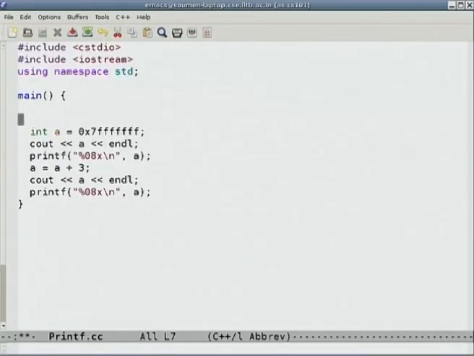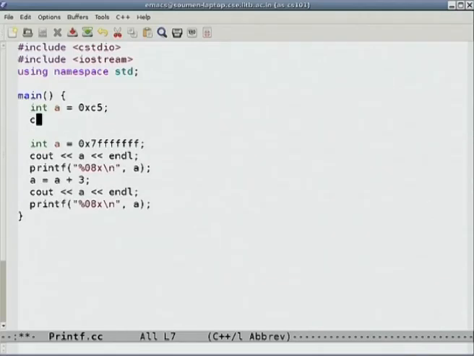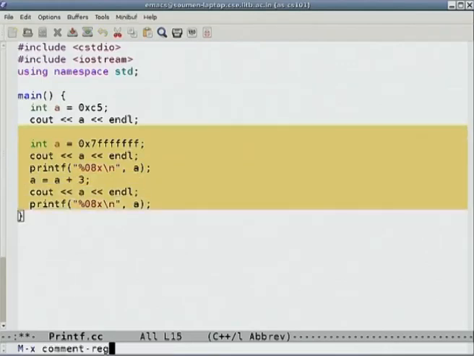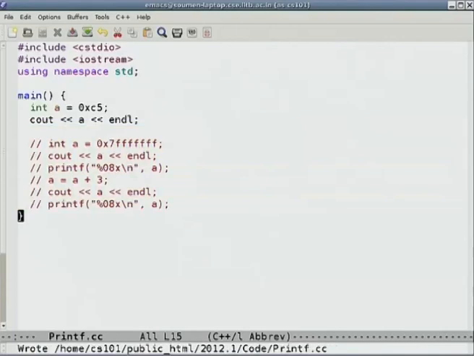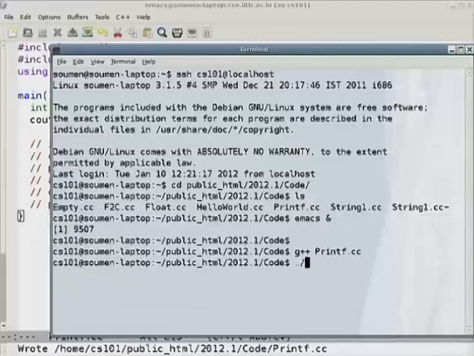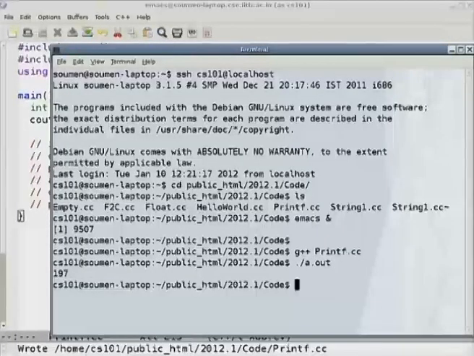So I'll comment out a bunch of things, and so let's say int a equals 0x. What did I have here? C5, right? C5, and now I'm going to just print a and see what that comes out to. I'm going to comment that part. So if I now compile, it prints 197. Does that look correct?